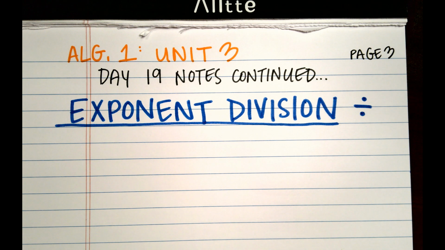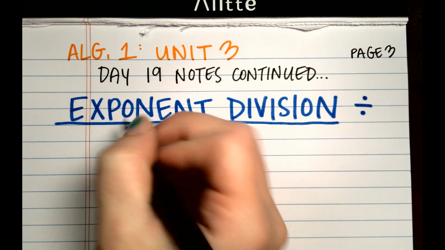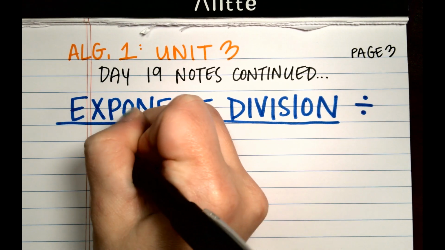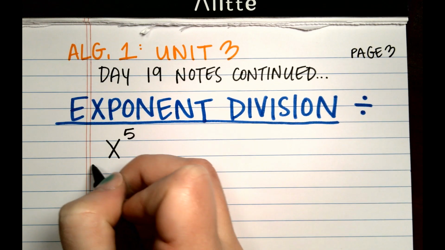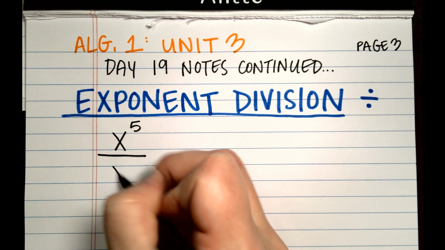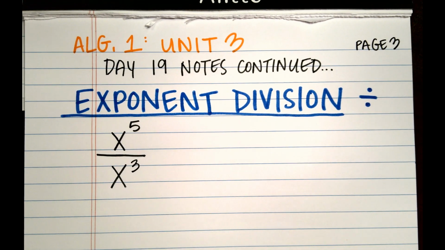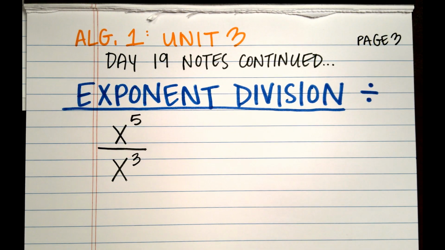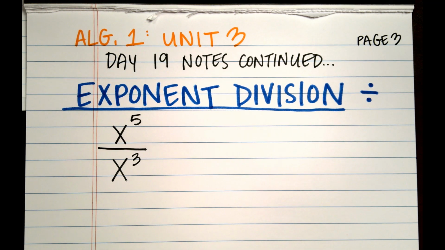So let's say I have x to the 5th power divided by x to the 3rd power. X to the 5th divided by x to the 3rd.